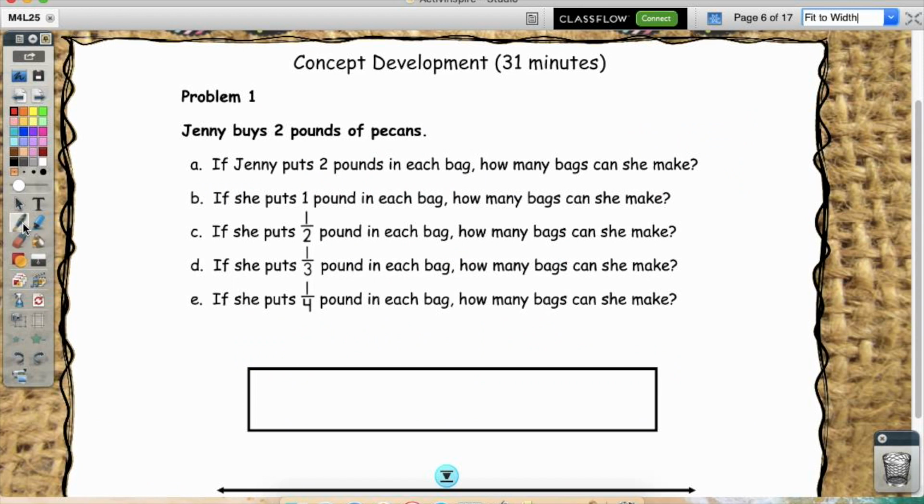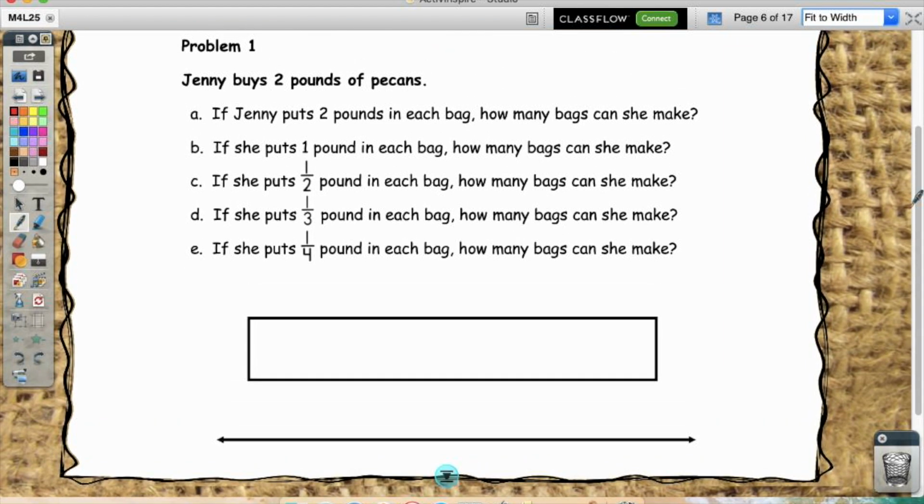Keep going. 2 different ways you're going to see these questions written. You might see it written like this first problem. Make sure you're on problem 1. Okay, Jenny buys 2 pounds of pecans. If Jenny puts 2 pounds in each bag, how many bags can she make? Now, I think Jenny's probably selling these pecans, don't you? Like at a craft fair or something. All right, so this problem is going to be 2 pounds. I'm going to put 2 pounds in each bag, so how many bags will I have? 1. Okay. So that looks like this. Both pounds will go in 1 bag.